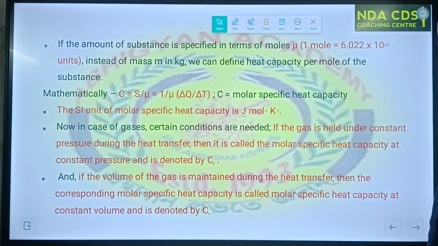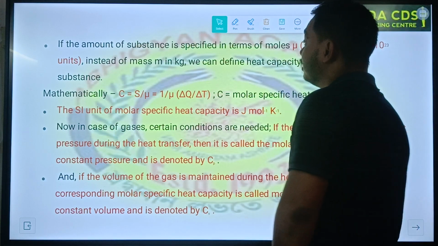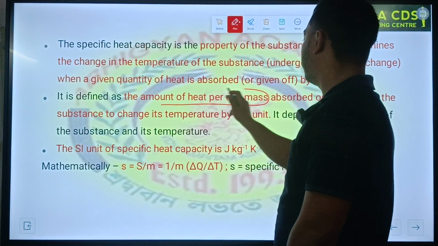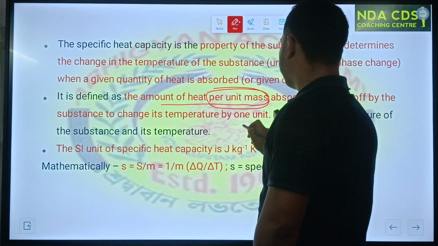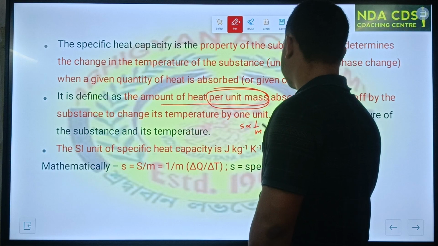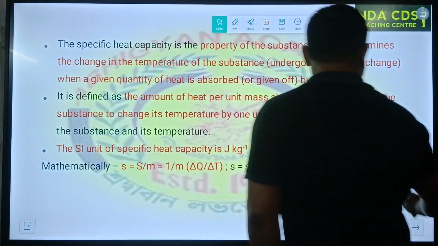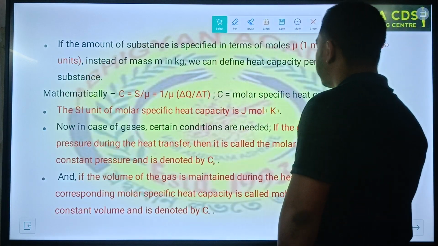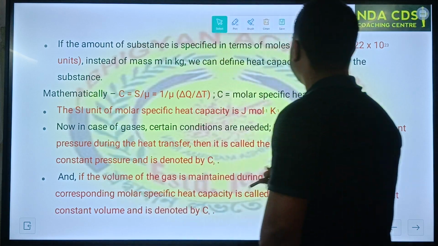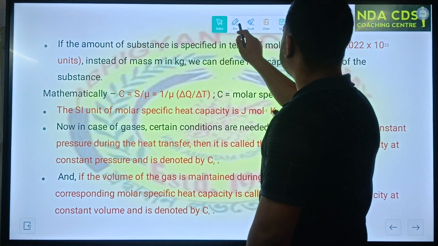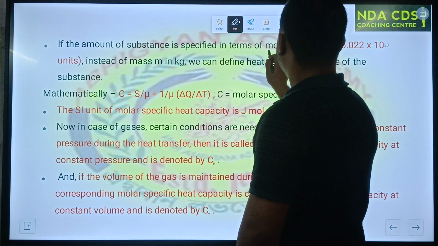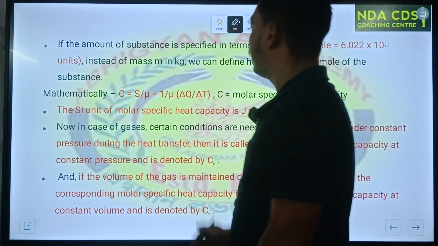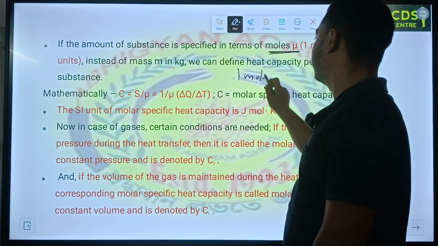Now we have studied the amount of heat required per unit mass. But what if the mass is not given? Sometimes in questions or numerical problems, they might refer to something called moles. Do you know what a mole is? What is one mole? What do you mean by one mole?